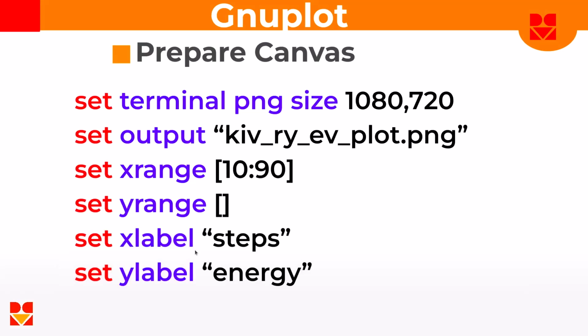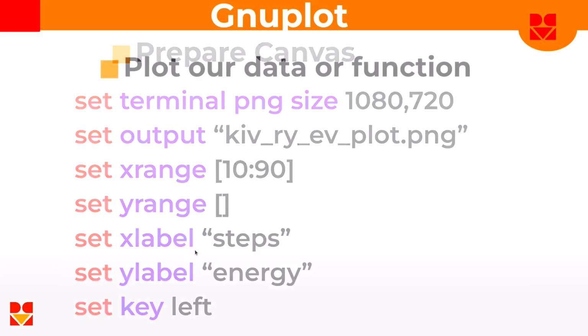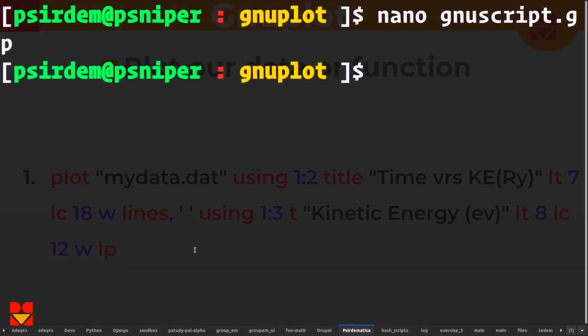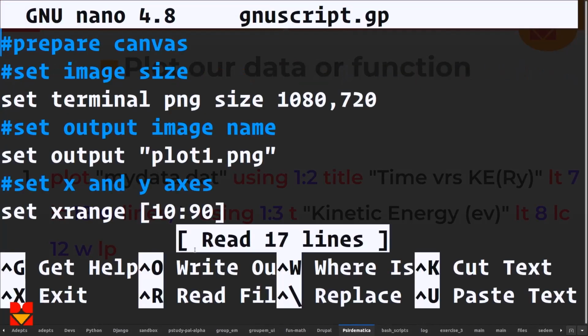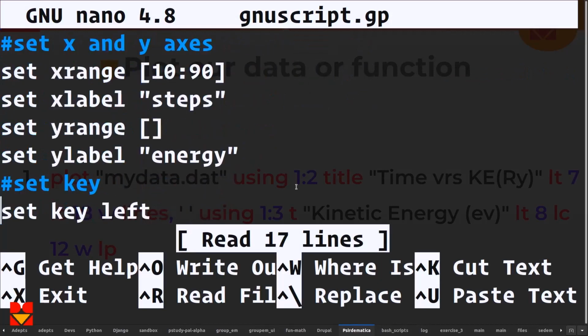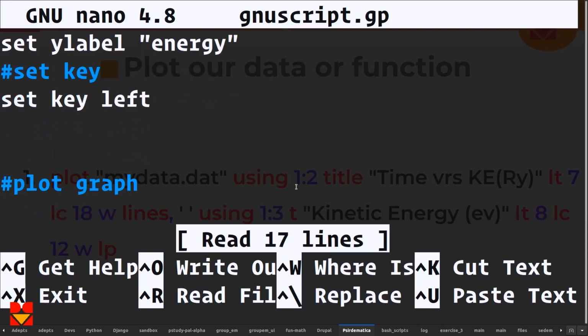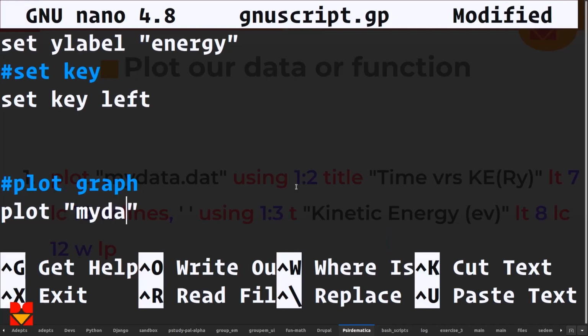Sorry about that. Then the next thing we do, you set key to the left, and then you plot our data, right? So I want to plot my data. I use Nano to open my Gnuplot scripts. I wanted to show you how this would do, but let's just finish plotting first, right? So I say plot my data. Make sure that the file you are including is at the same location as the script you are running, or where you are running the script from, else you get an error.